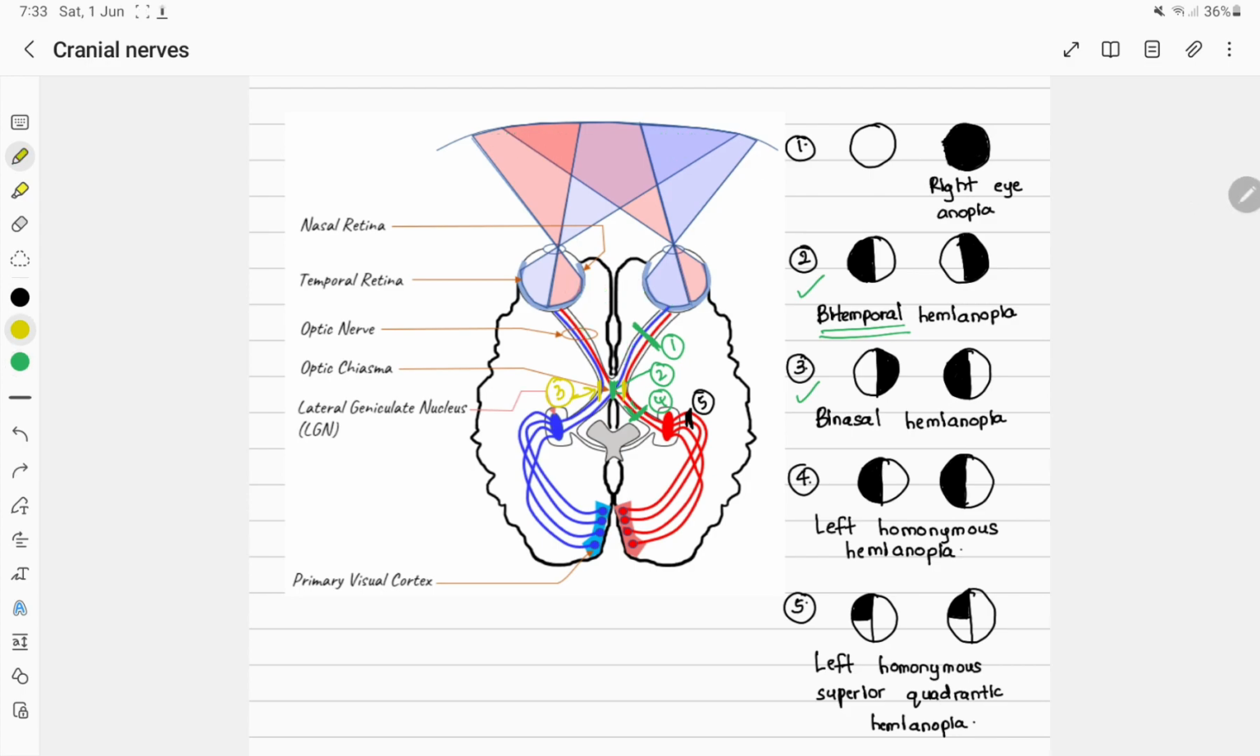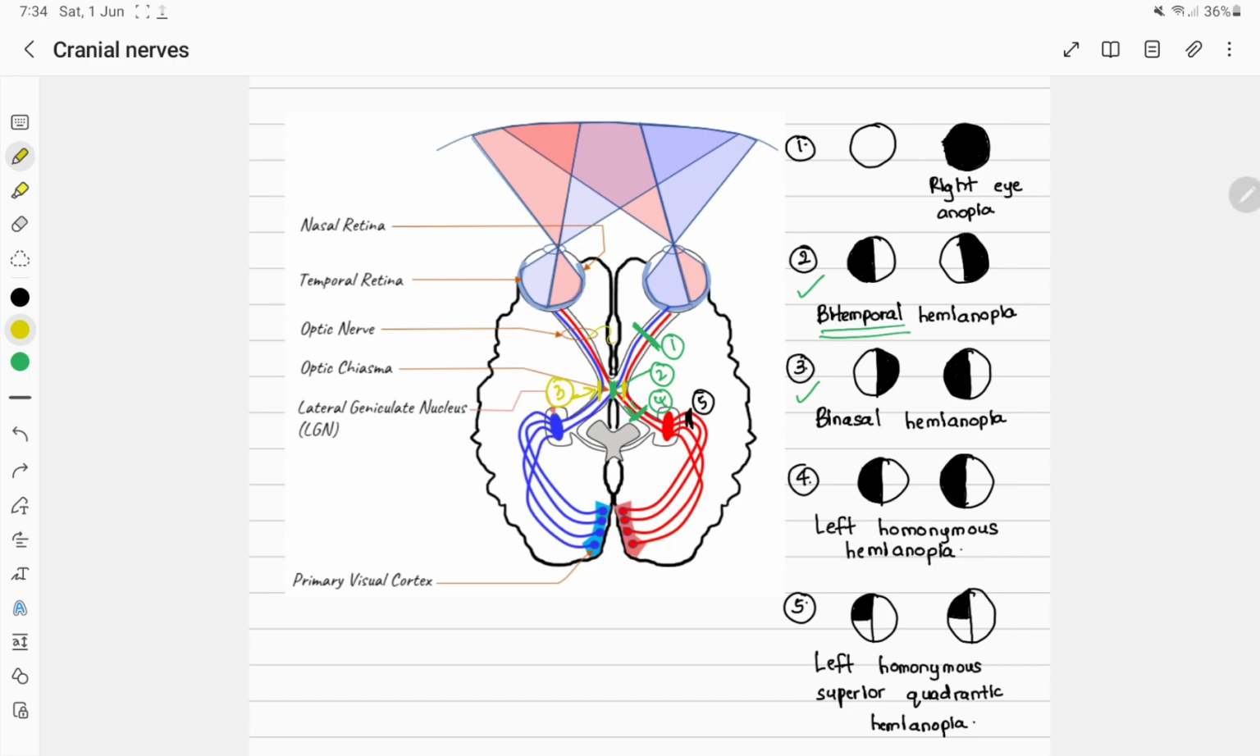Now, the third lesion is in the lateral part of the optic chiasma. If the optic chiasma is compressed at its lateral angle on one side, it only causes ipsilateral nasal hemianopia. But there can be binasal hemianopia if a bilateral lesion of the lateral angles of the optic chiasma occurs. As an example, this bilateral lesion can occur in bilateral internal carotid artery calcification.